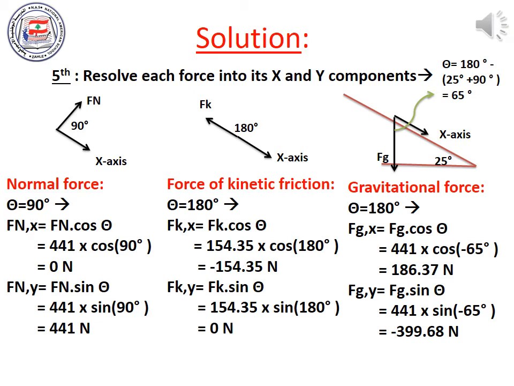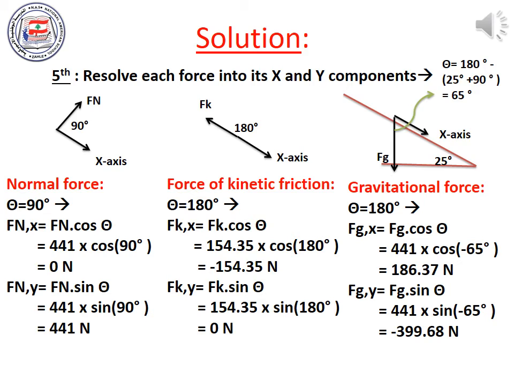In order to find the angle between the gravitational force and the x-axis, we use geometry. As we all should know, the summation of the angles of one triangle is equal to 180 degrees. So here we have the first angle is 25 degrees, the second angle is 90 degrees, and we need to find the angle between FG and the x-axis. So this angle is equal to 180, which is the summation of all the angles in the triangle, minus 25 plus 90, which are the two angles that we know in this triangle. So the angle between FG and the x-axis will be 65 degrees.